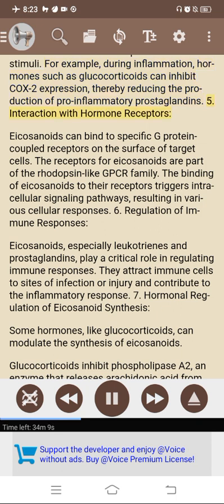5. Interaction with hormone receptors. Eicosanoids can bind to specific G protein coupled receptors on the surface of target cells. The receptors for eicosanoids are part of the rhodopsin-like GPCR family. The binding of eicosanoids to the receptors triggers intracellular signaling pathways, resulting in various cellular responses.